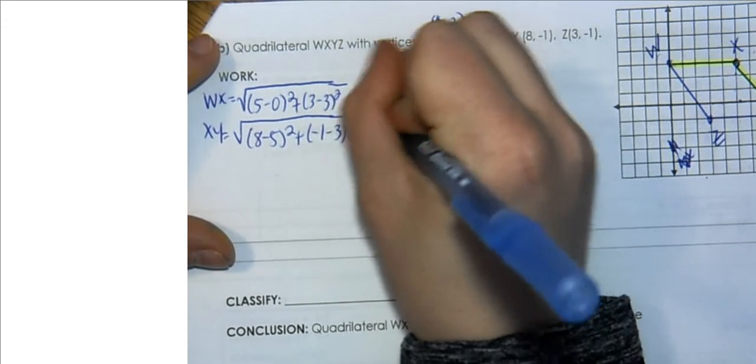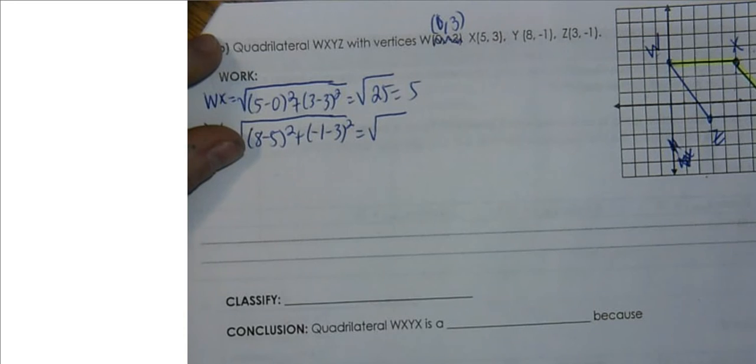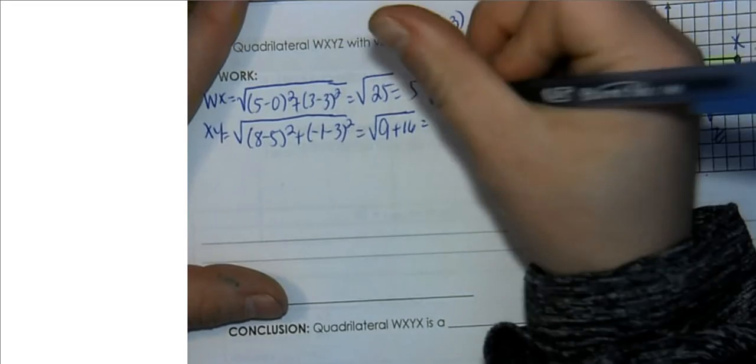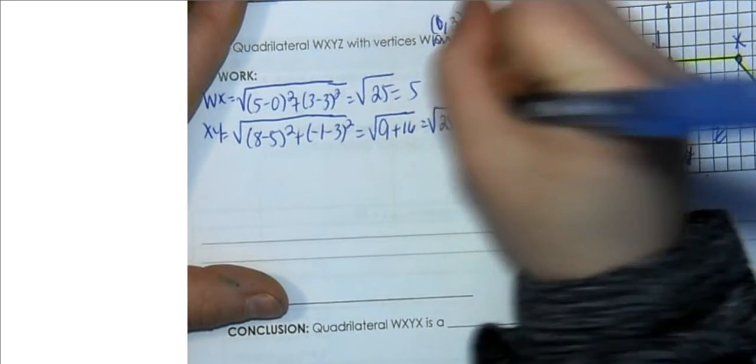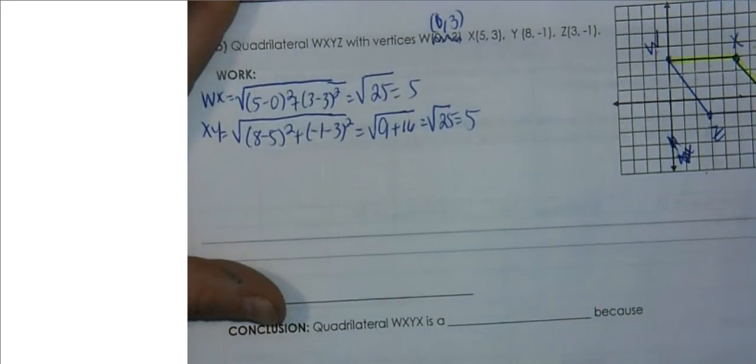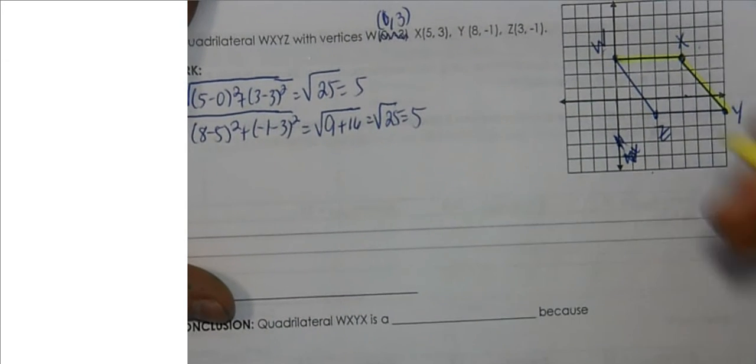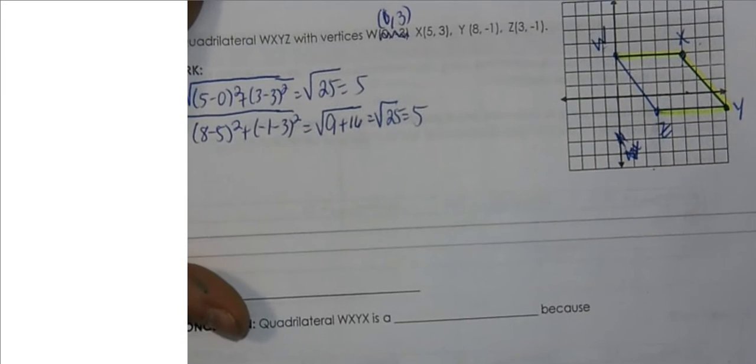So that is equal to the square root of 8 minus 5, which is 3, 3 squared, which is 9, plus negative 1 minus 3 is negative 4. Negative 4 squared is 16. And 9 plus 16 is 25, and the square root of 25 is 5. Ooh, so far I have consecutive sides that are congruent. And now I need to find the length of ZY or YZ.